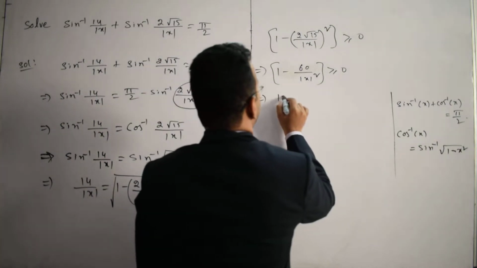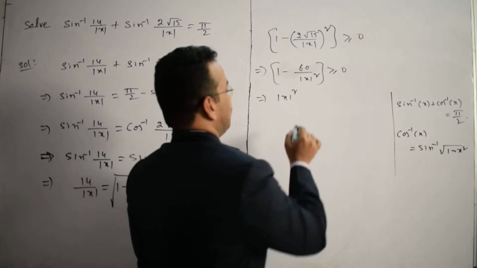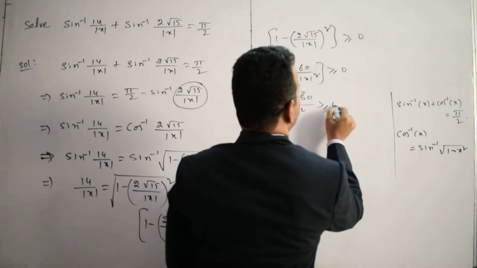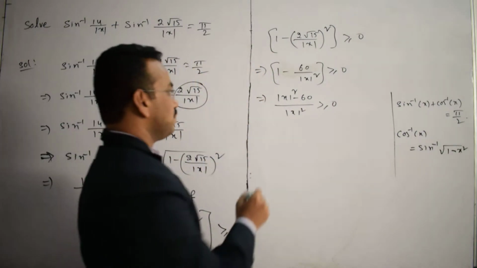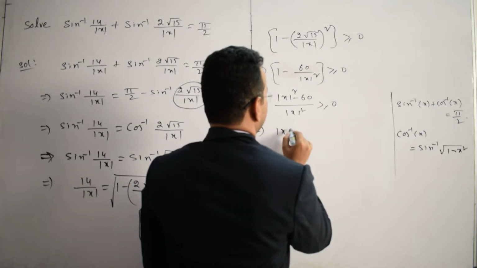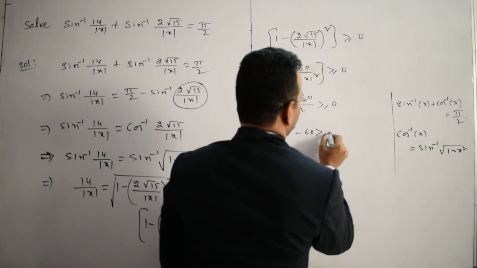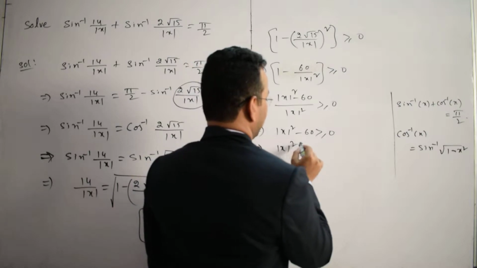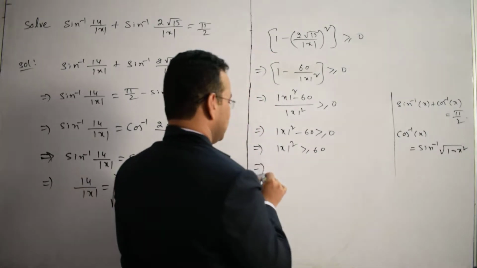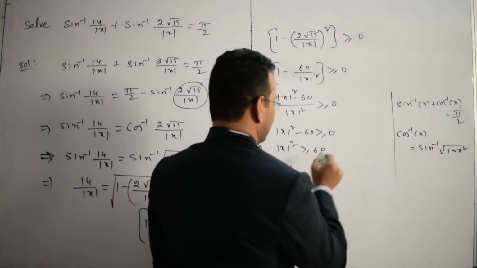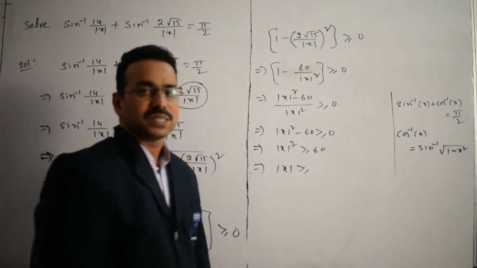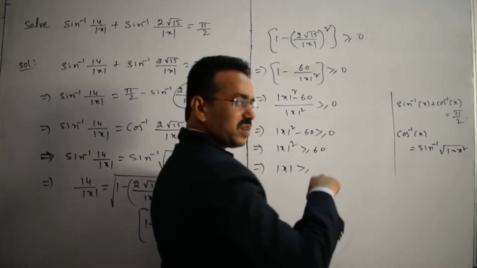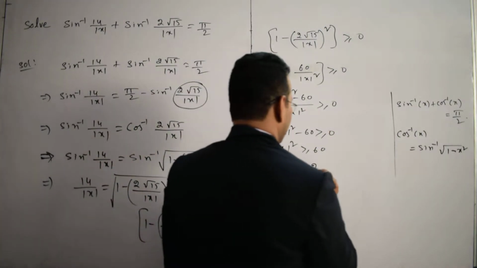So it can be written as (mod x square minus 60) by mod x square should be greater than or equal to 0. This implies mod x square minus 60 should be greater than or equal to 0. This implies mod x square is greater than or equal to 60. This implies mod x is greater than or equal to square root of 60. Square root of 60 means you can write 15 into 4. So finally we can write square root of 4 means 2 into root 15.